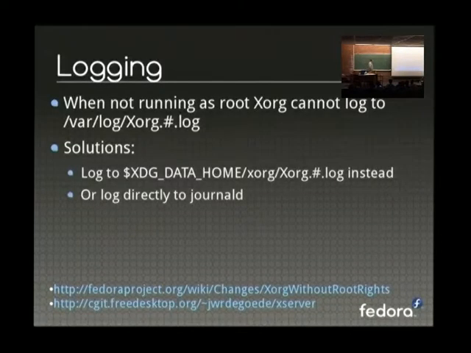Logging is also not all that hard. We can simply no longer write to /var/log. Right? We cannot do that as a normal user. So there are two solutions, which will probably both get implemented, and then distributions can choose if they want to enable this, how they will use it. One is to log to a place under the user's home directory, which by default is the XDG data home directory, which is sort of the default standard for logging inside home directories. And the other one is to log directly to journald.